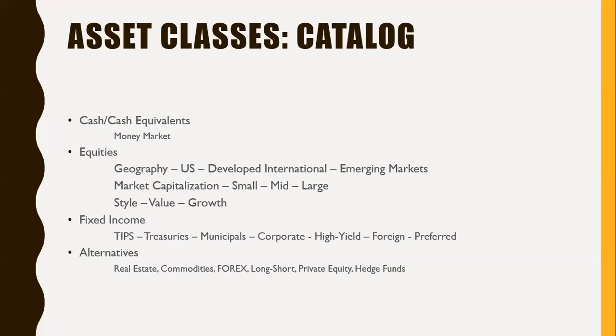Equities would be subcategorized by their geography, their market capitalization, and their style. Finally, fixed income or bonds are subcategorized by TIPS, treasuries, municipals, corporate, high yield or junk bonds, foreign, and then preferred, which is preferred stock, which we mentioned earlier. And then finally, the alternative investments are real estate, commodities, Forex, long-short, private equity, and hedge funds.